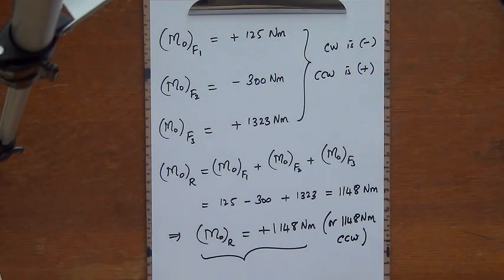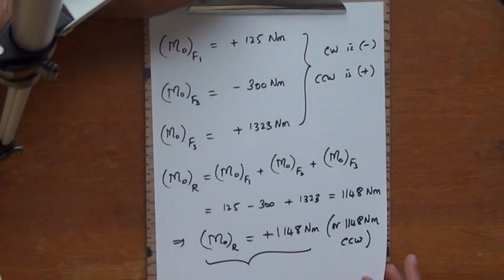Now one last thing before we quit on this problem is to write the moment as a vector, because moment is a vector, it has a sense, it has a direction, it has a magnitude. The sense is given as either clockwise or counterclockwise, the magnitude is 1148, and the direction is either into the board or out of the board, or into the page or out of the page. And so here is how you want to write that.